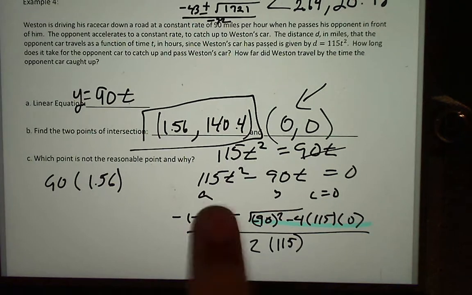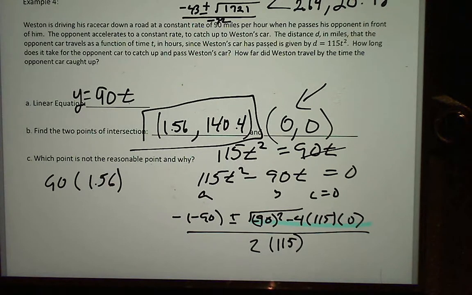Again, the quadratic formula is going to be your best friend on these, so make sure you learn it. All right. We'll see you all around.